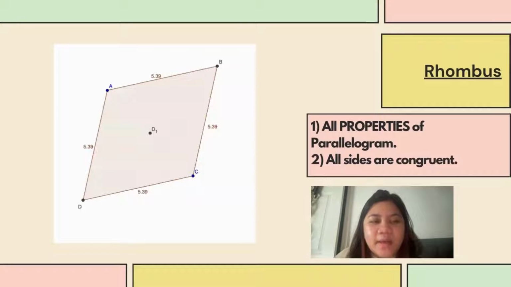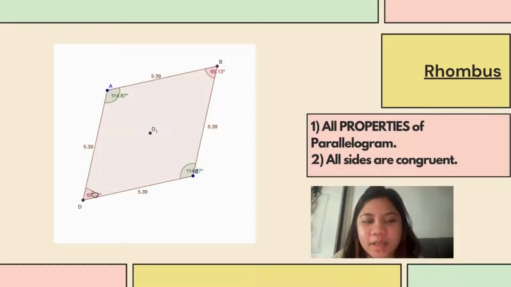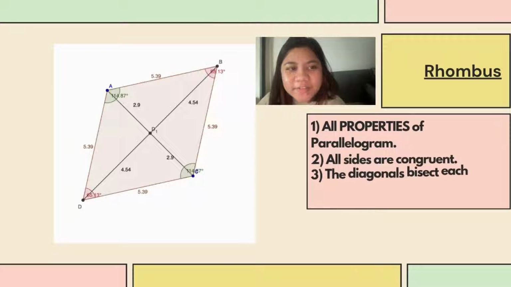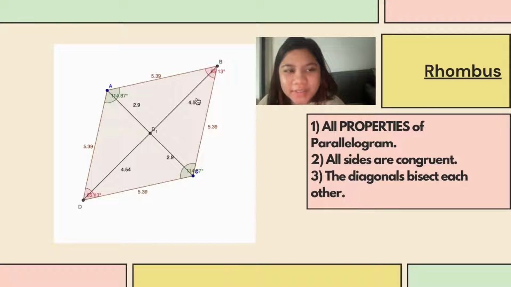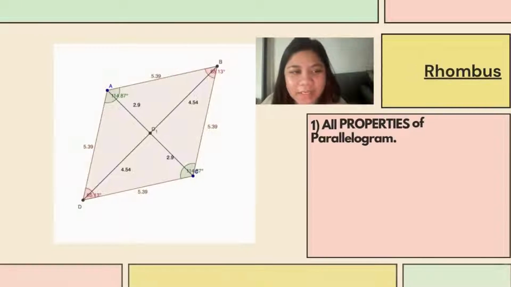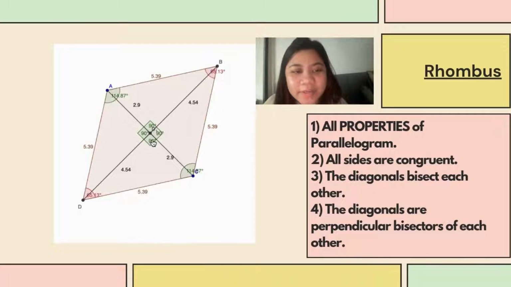Another type of quadrilateral is a rhombus. A rhombus has all properties of a parallelogram by definition, with the addition that all sides are congruent, as you see here in the diagram. Also, in the diagram, you'll see opposite angles are congruent, but they're not 90 degrees. Next, the diagonals of a rhombus bisect each other. As you see in the diagram, each diagonal is cut into two equal parts.